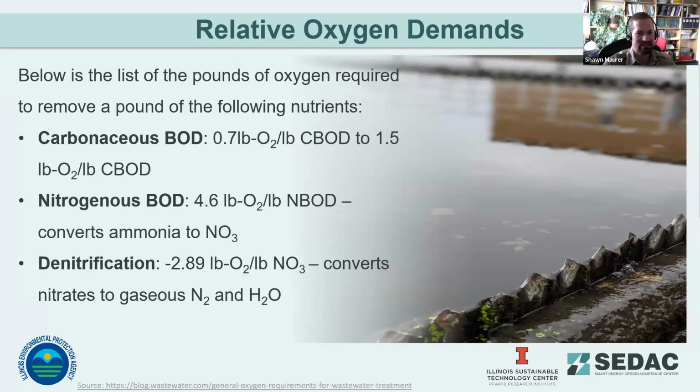So just to listen here, how many pounds of oxygen is typically required for BOD removal? For carbonaceous BOD, somewhere between 0.7 and 1.5 pounds of oxygen per pound of contaminant in the water. For nitrogenous BOD, you're looking at about 4.6 pounds of oxygen to 5 pounds of oxygen, depending on the type of process. And if you're doing denitrification, you actually get a credit. You get some of that oxygen back as microbes are stripping that oxygen off of nitrites in the water. So you're getting nearly 3 pounds of oxygen back in that process that you're not having to provide through aeration.